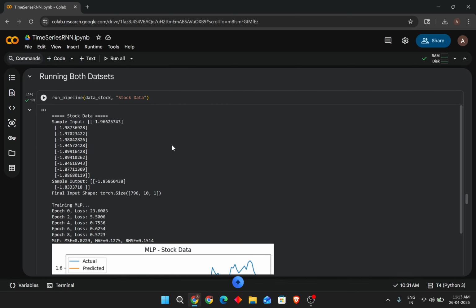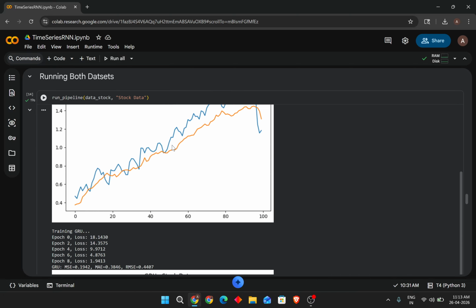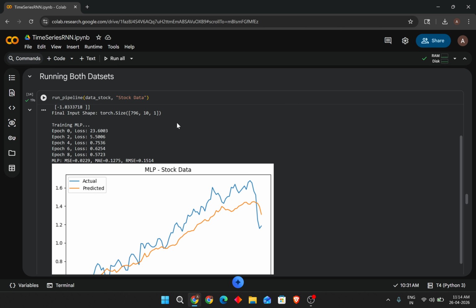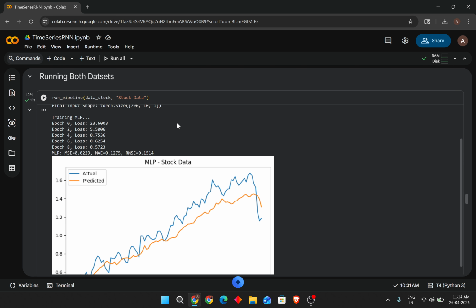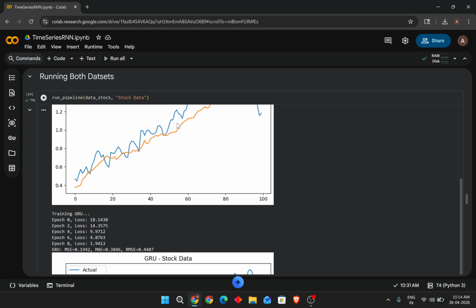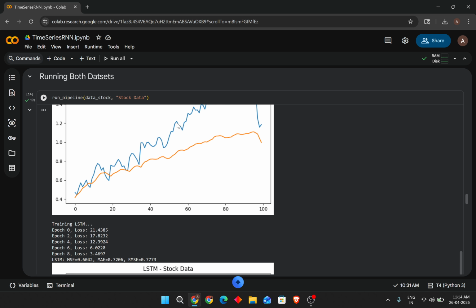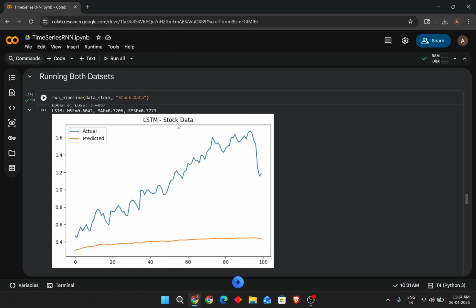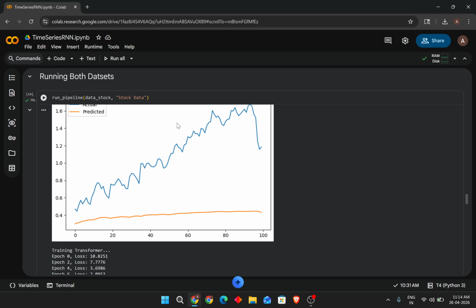On moving to the results, for stock data, the MLP performed best with the lowest error. GRU and Transformer also performed reasonably well, while LSTM had a higher error rate. This indicates that the overall trend in stock data was easier to learn even for simpler models.